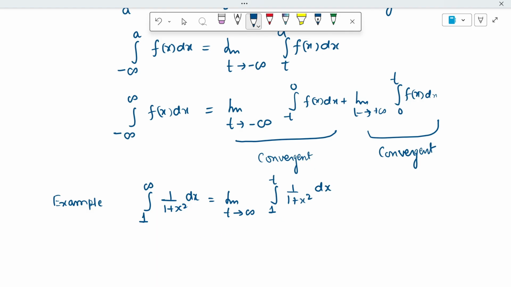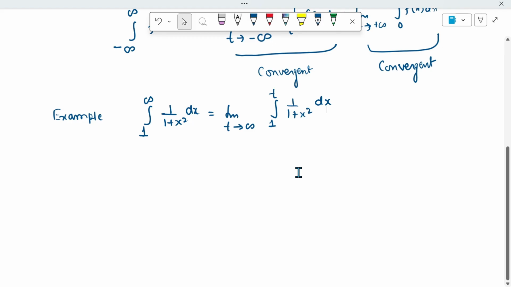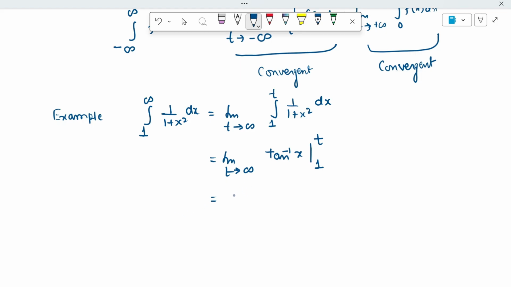As we know, the integration of 1 upon 1 plus x square will be equal to tan inverse x. So limit t tends to infinity, and we will write tan inverse x from 1 to t. Now we will write tan inverse t minus tan inverse 1.